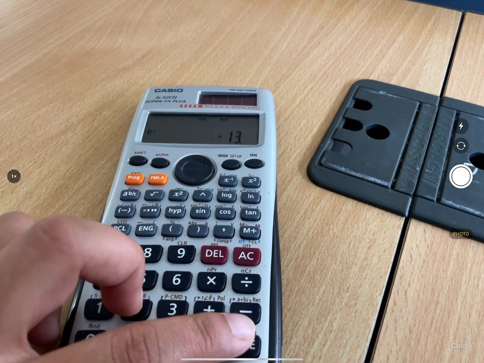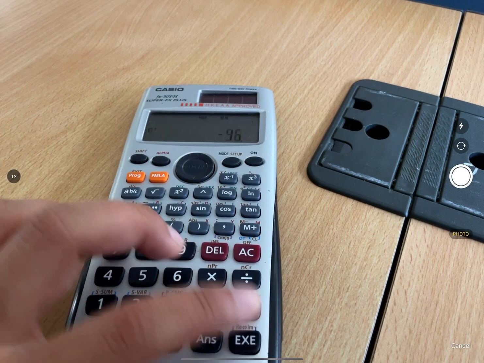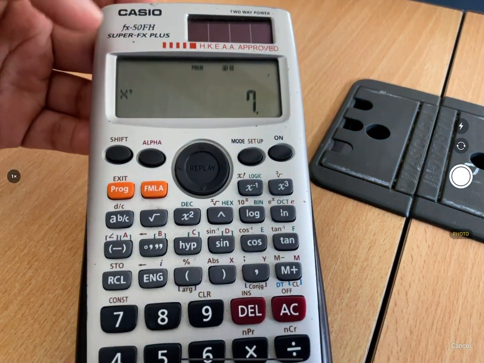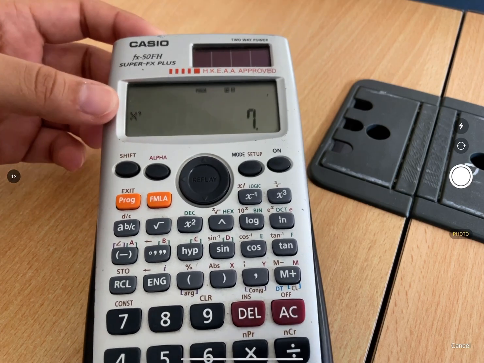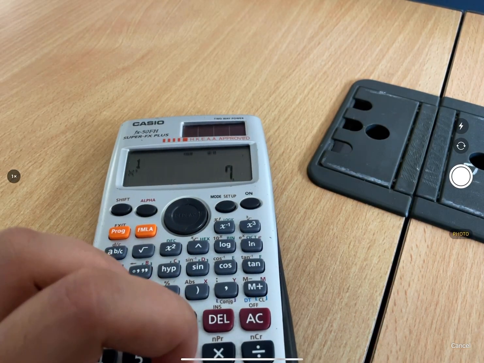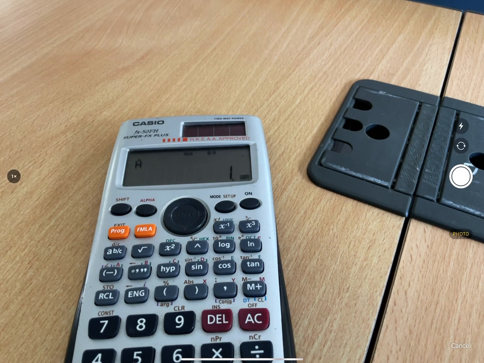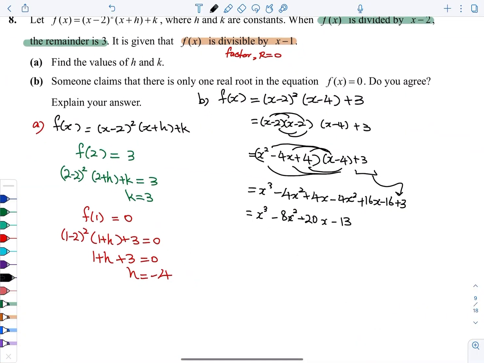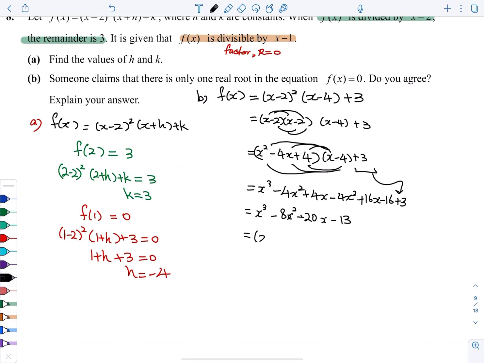1, negative 8, 20, negative 13, and then the question asks you for x. x means the factor. The value of the factor here is 1, so I input that, and I will get the answers in order. So I will have 1, negative 7, and 13. What does that mean? That means this thing will equal that factor first. Factor is x minus 1, and then I had 1, negative 7, and 13, right? So I will write 1, negative 7, and then 13.